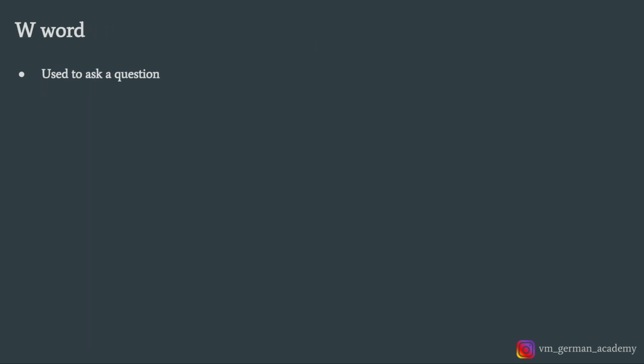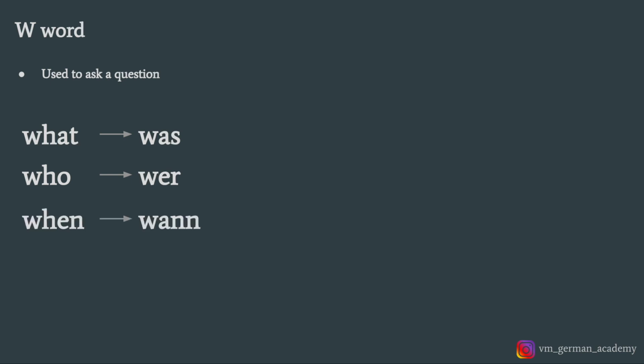The last building block component is W word. As the name suggests, they are just WH words in German which help us to form WH questions. Let's pick the important ones and learn. The first W word is what, and it is called was. Wer would be who, and when would be wann. At last, where would be wo.